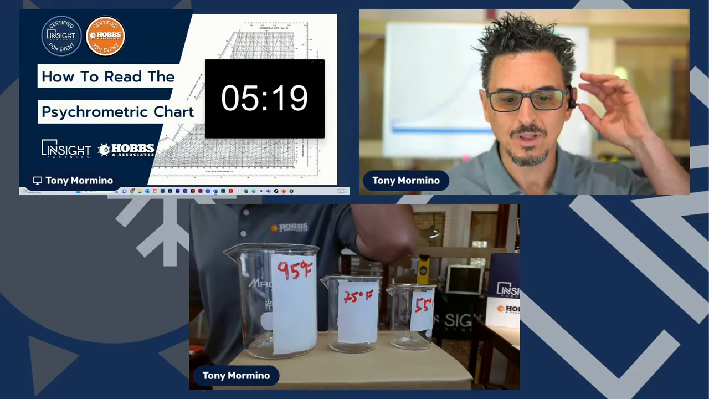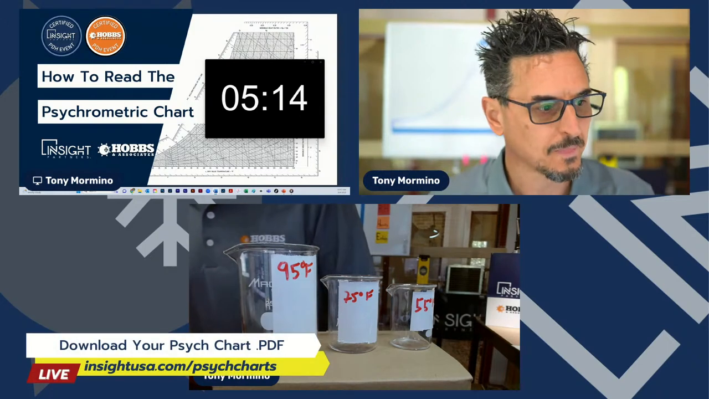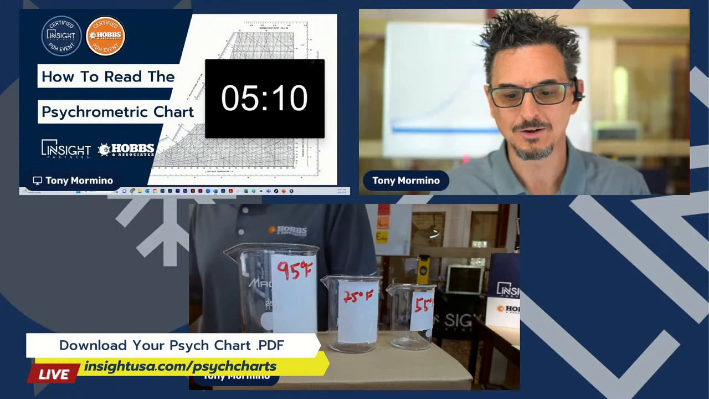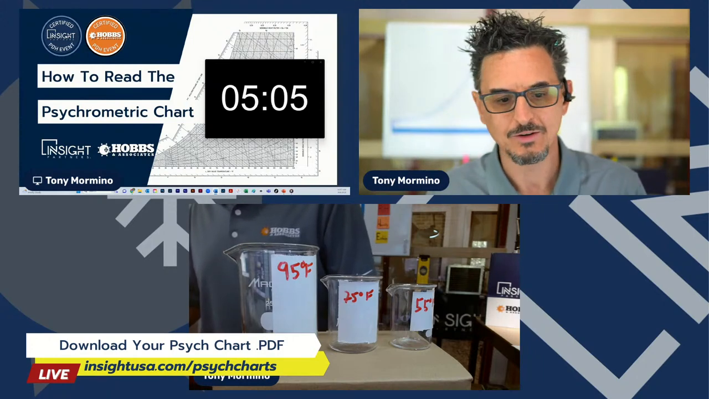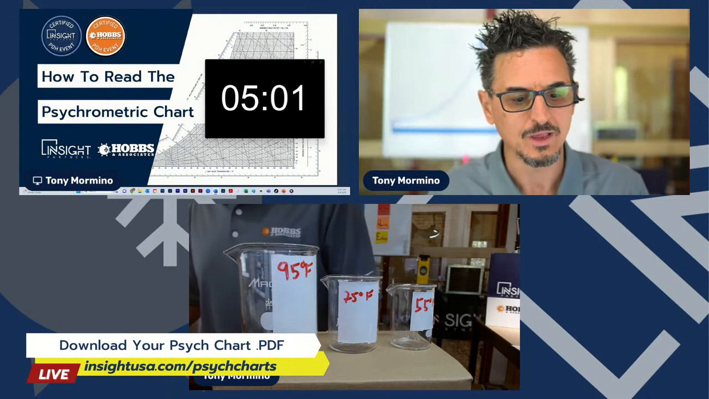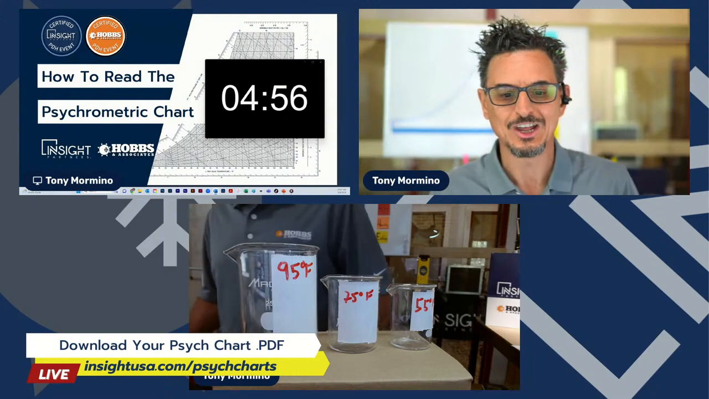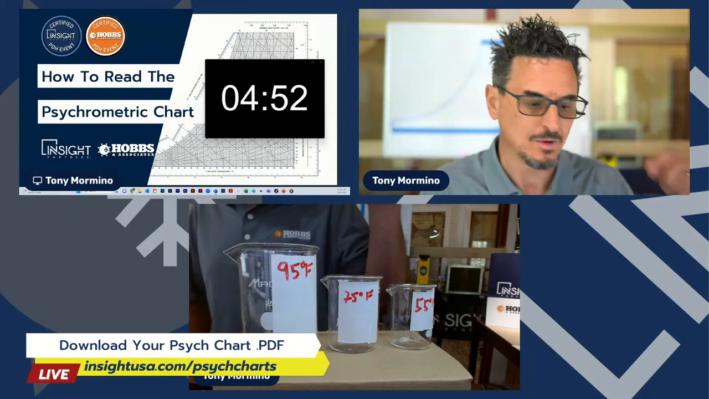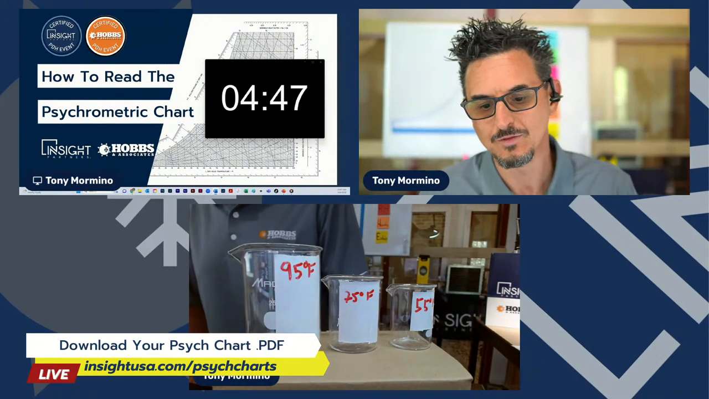If you would like to follow along, you can download a copy of one of two branded psychrometric charts we have. We have one for Insight Partners and one for Hobbs and Associates. The link is right there. Heather just put it on the screen. You can go to insightusa.com/psychcharts and download a PDF version, because we're going to do this classroom style. We've got a whiteboard back here, and we've got some little props we're going to play around with to demonstrate relative humidity and dry bulb.